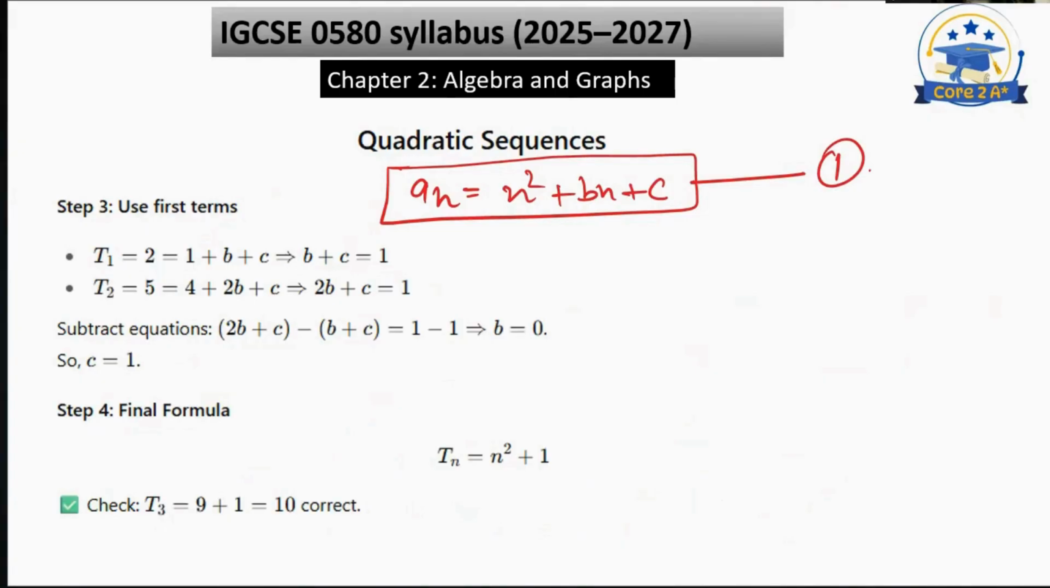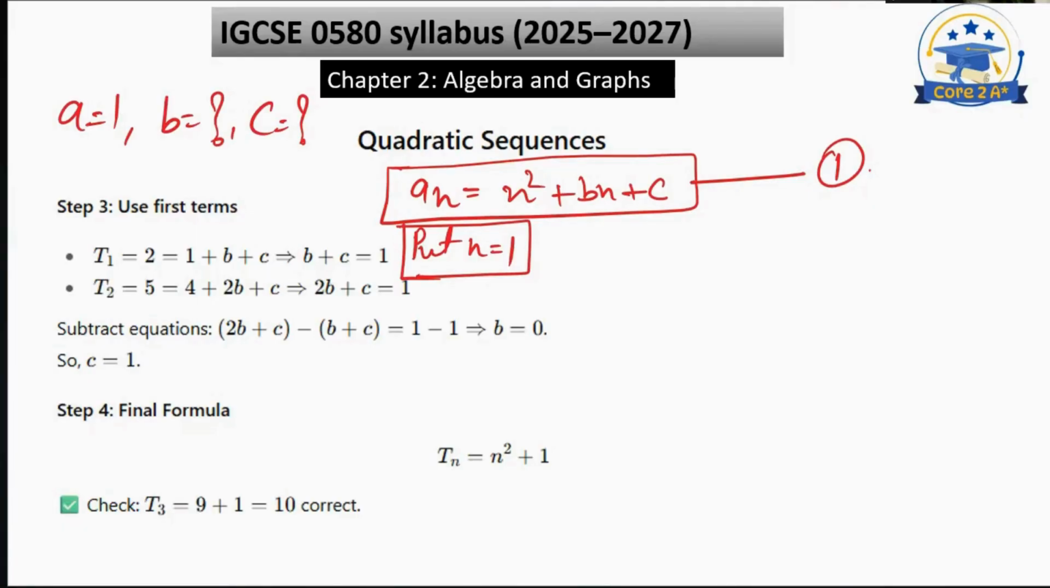So a equals 1 we know. Now it's time to find what b is and what c is. So how do we get them? Put n equals 1. So an, or you could say tn, a1 equals 1 square plus b plus c. So what is a1?